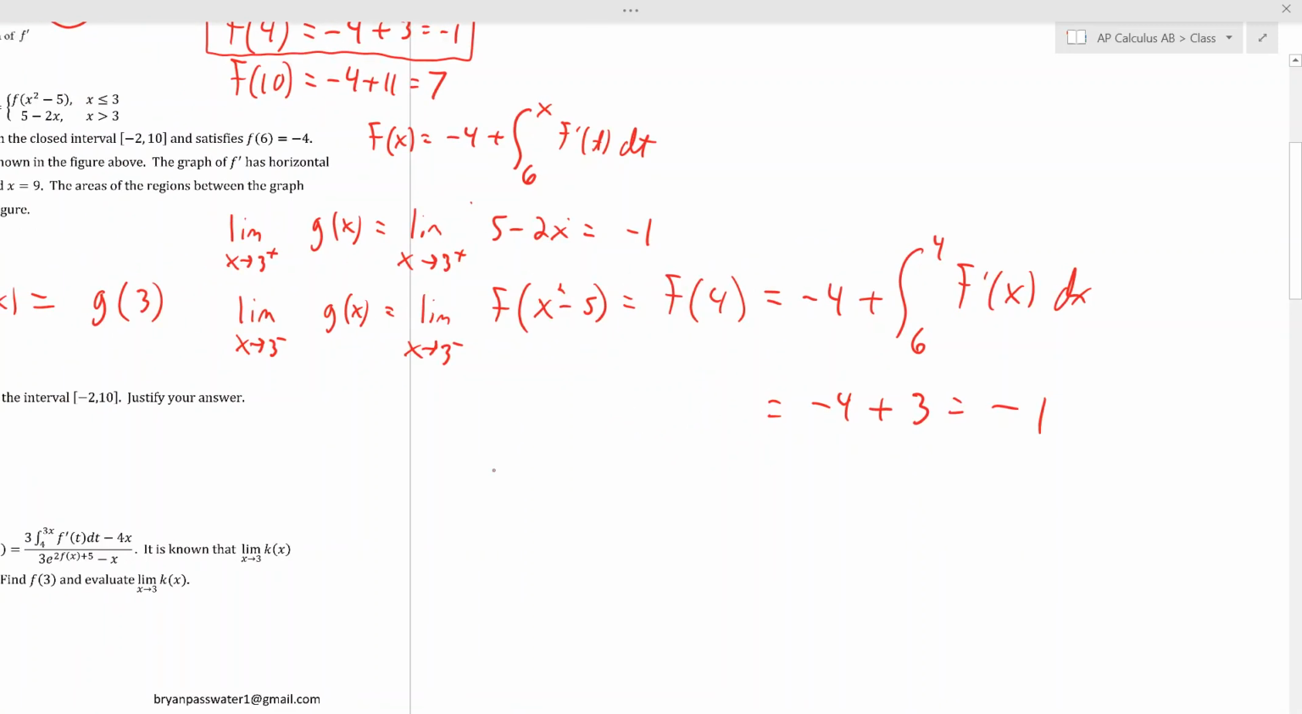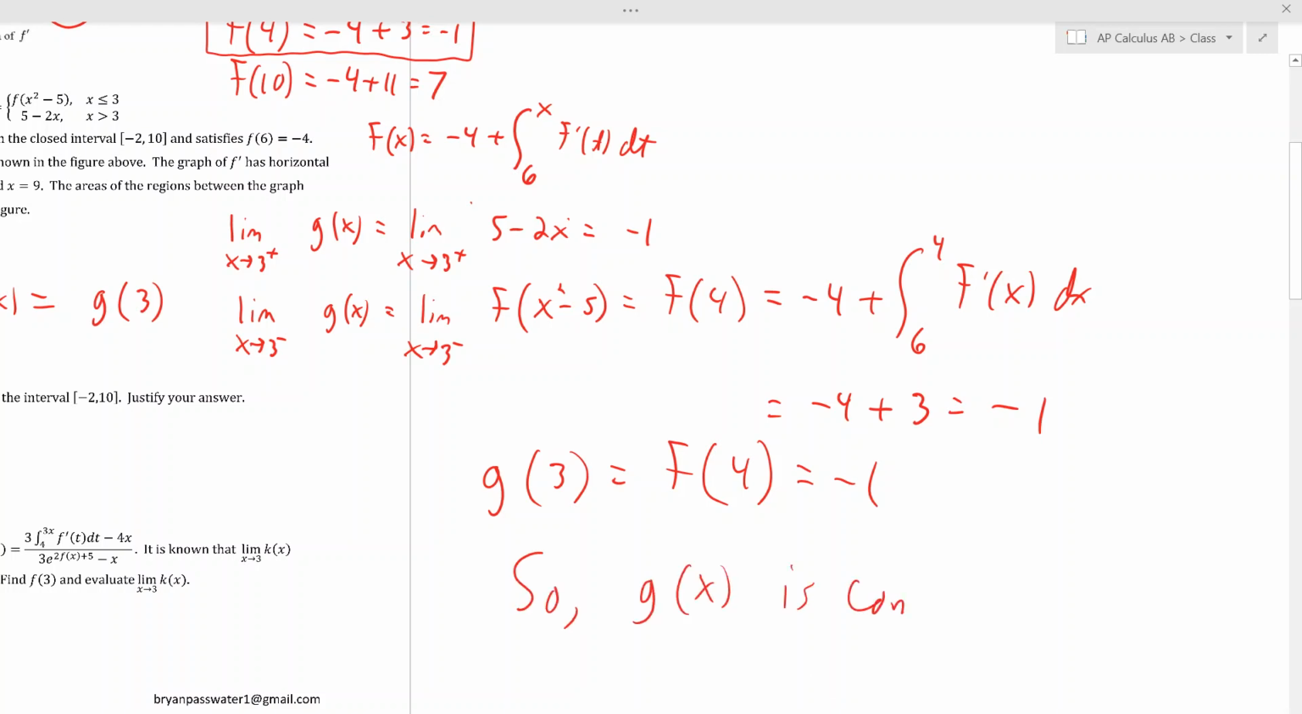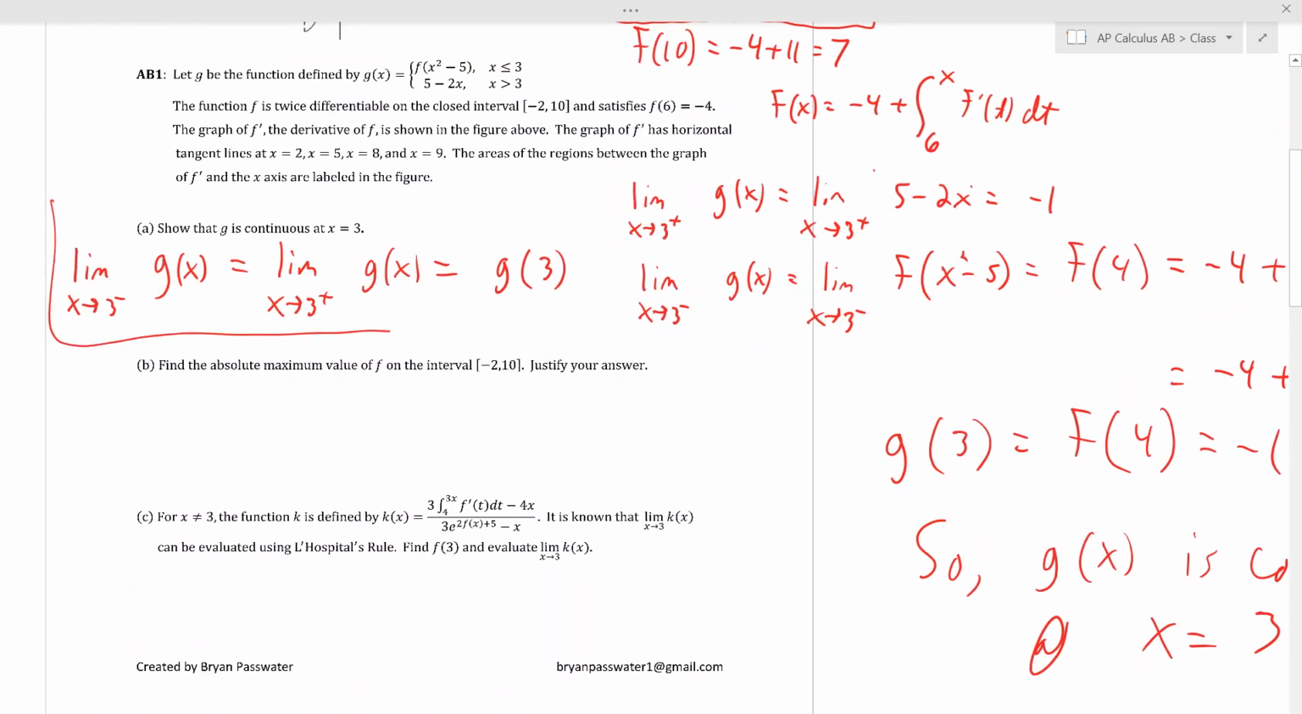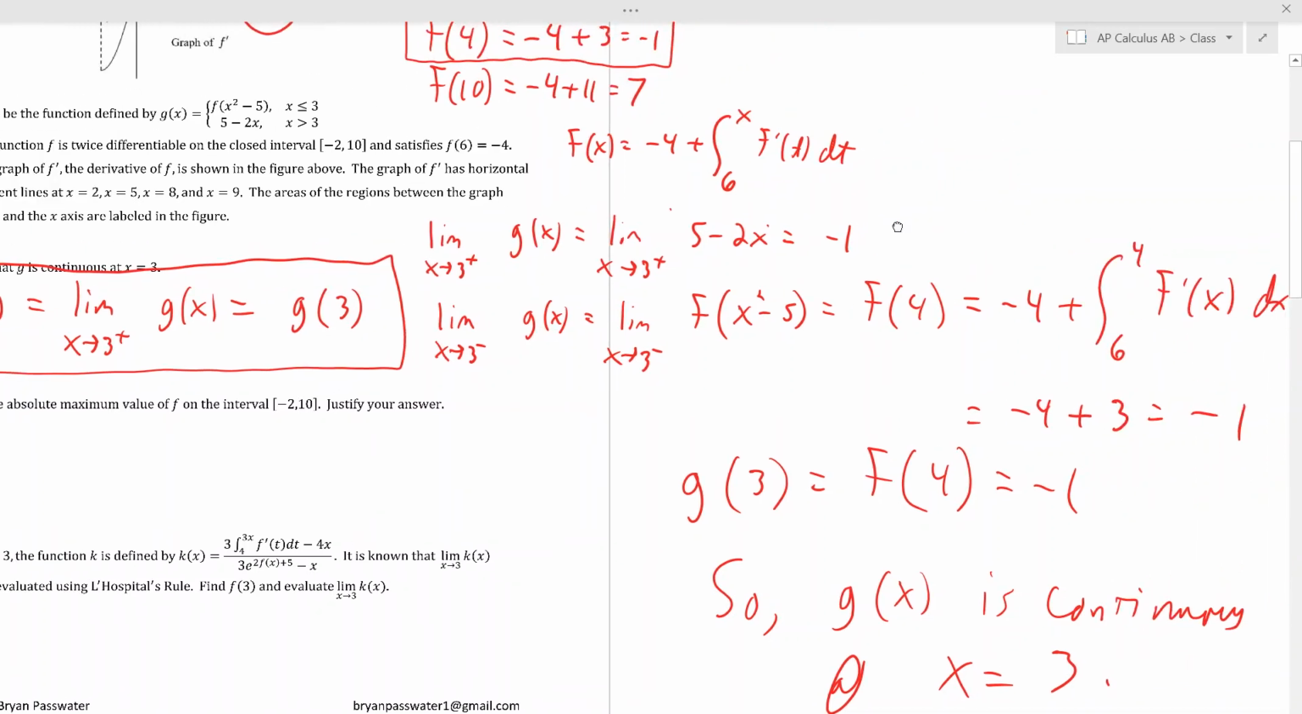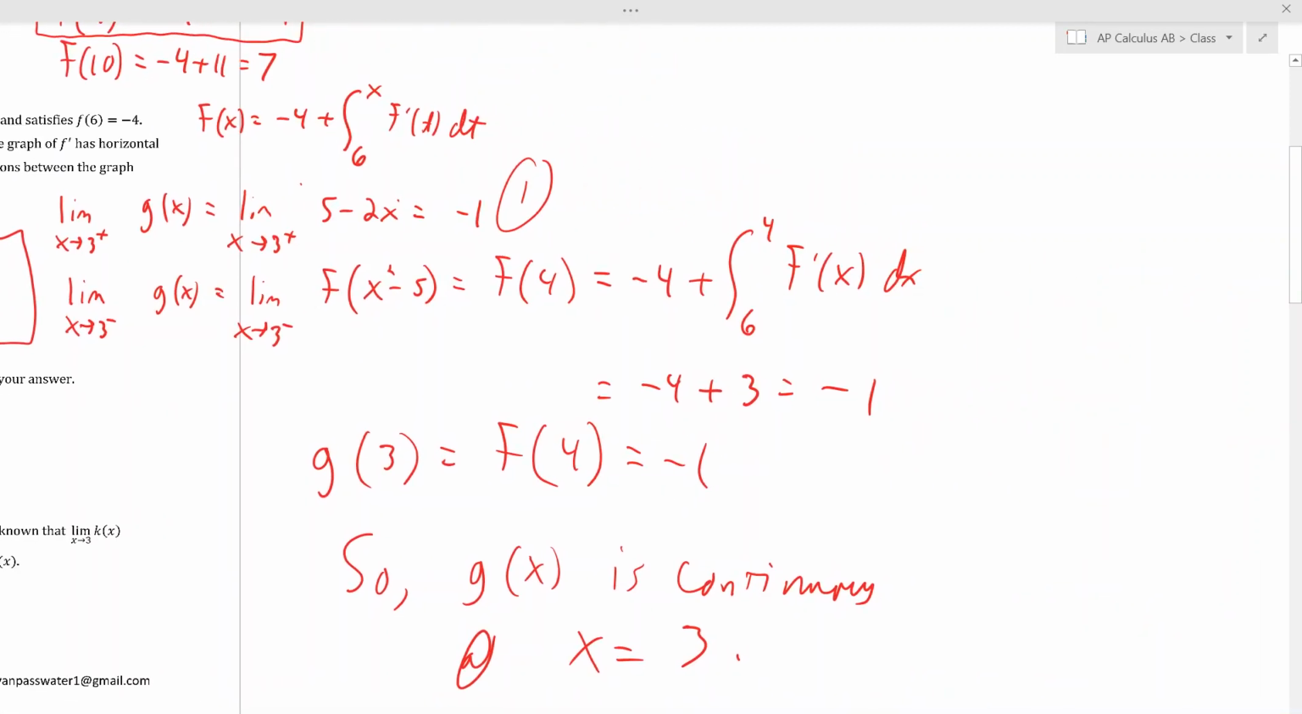And then the last thing you got to show is that g of 3 is equal to f of 4, which we already found, which is -1. Okay, then you can write, so g of x is continuous at x equals 3. So that's all the work that goes into it. The main part of it is this right here. You got to remember this, and then they might make you do some weird stuff to find all that junk. But you got to have that written down somewhere, and then you got to check them off. 1, that's the first one. 2 was all this work here, and then 3. Then write a little sentence.